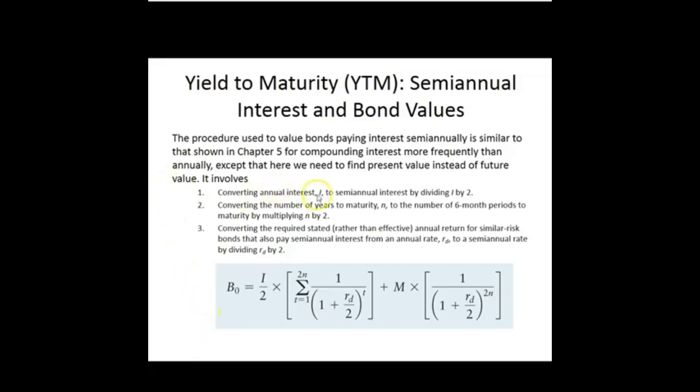So we need to convert the annual interest amount to semi-annual interest by dividing by 2 and converting the number of years maturity to the number of 6-month periods to maturity by multiplying by 2. Converting the required stated annual return for similar risk bonds that also pay semi-annual interest from an annual rate to a semi-annual rate by dividing by 2. So as we can see here in our basic bond valuation method, we divide the coupon payments by 2, the required rate of return by 2, and multiply the number of coupon payments by 2.